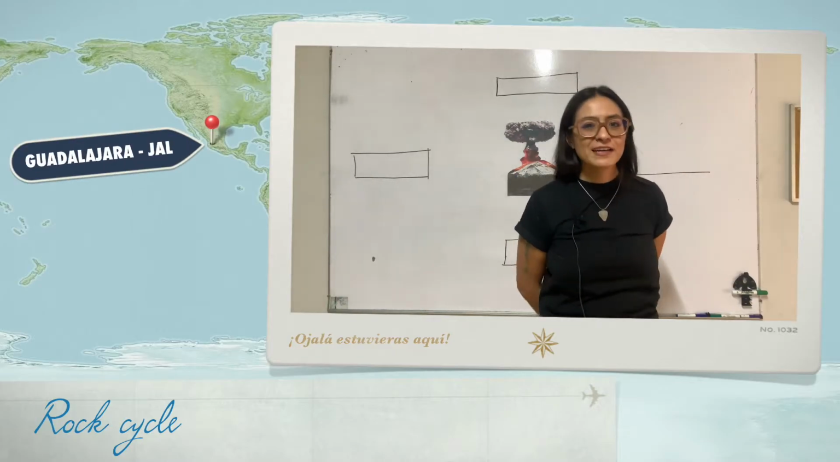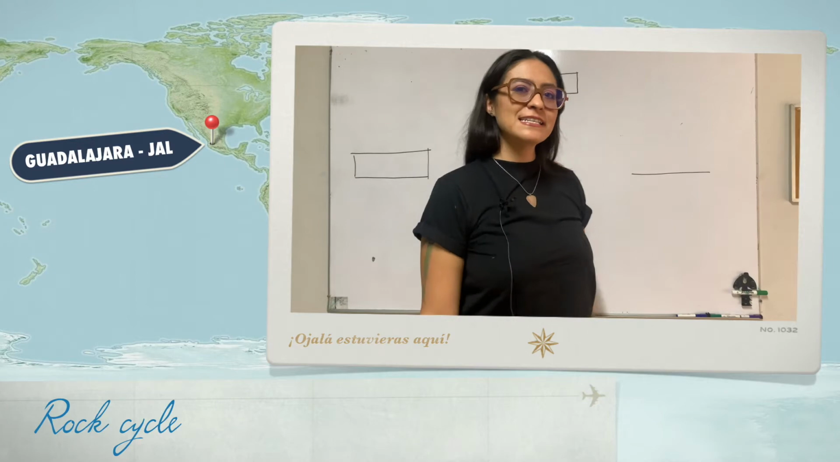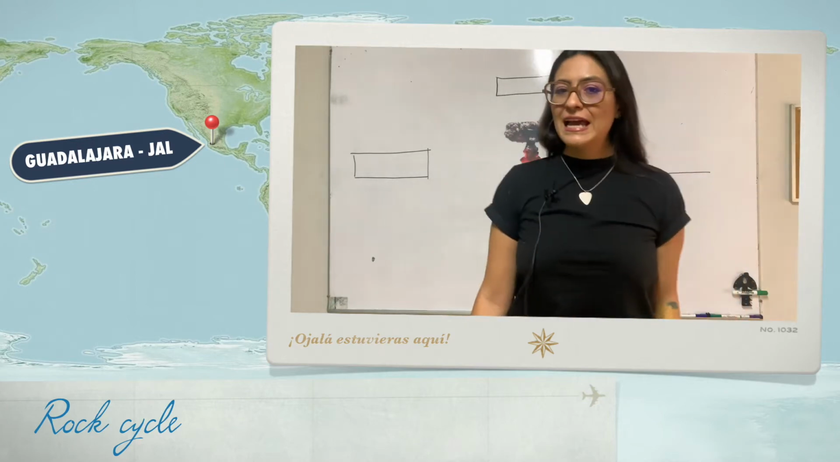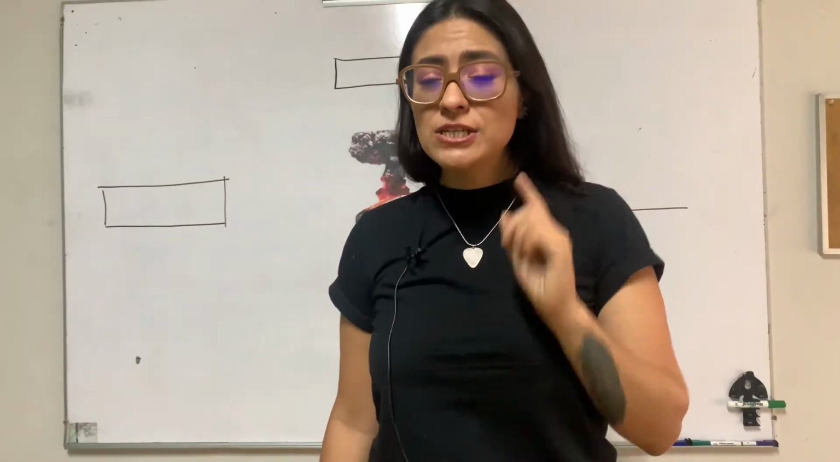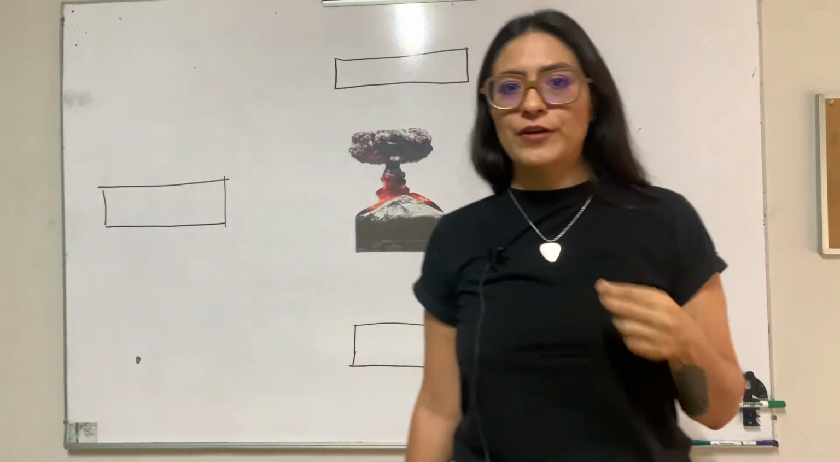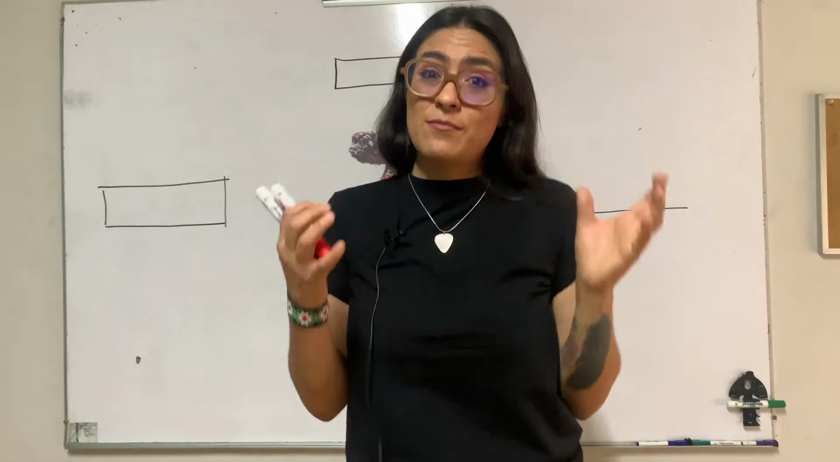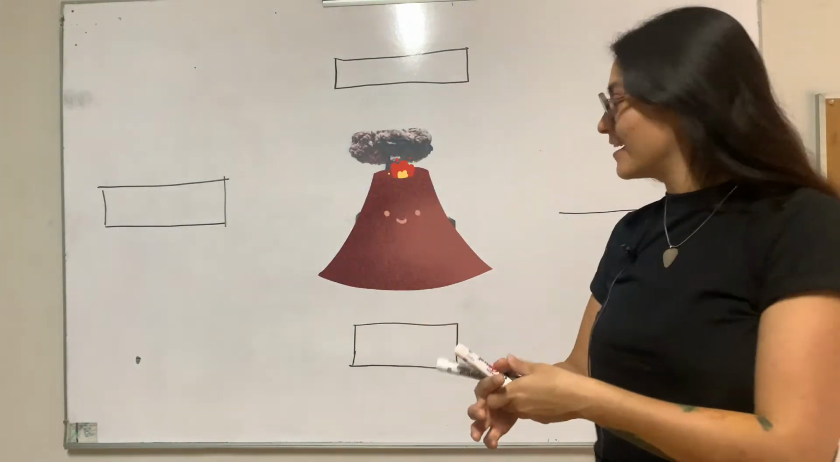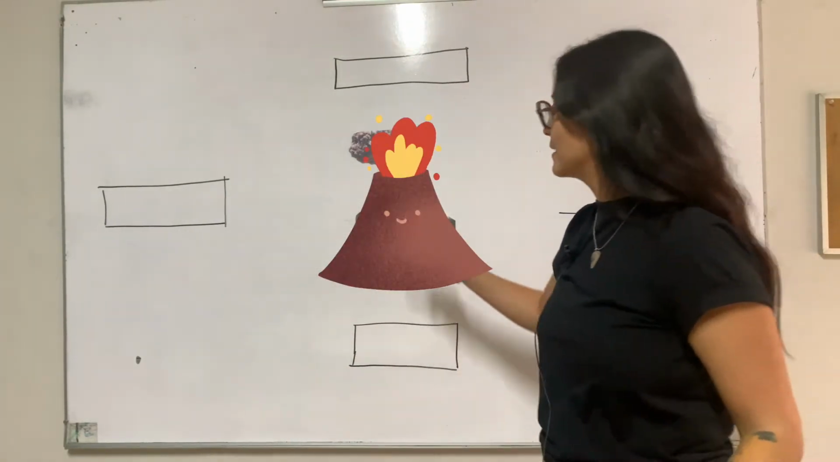Welcome to this geography class. Today we're going to analyze the rock cycle. Because it's a cycle, it doesn't have a specific beginning or an end. But in order to study the rock cycle, we're going to start with something, right? And we're going to start with something cool, that is a volcanic eruption.